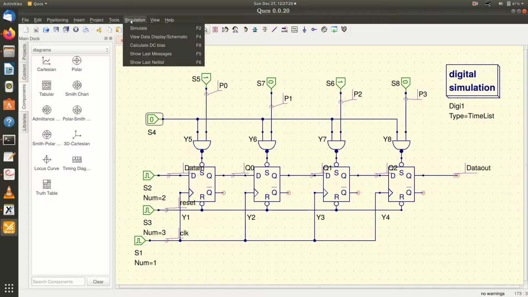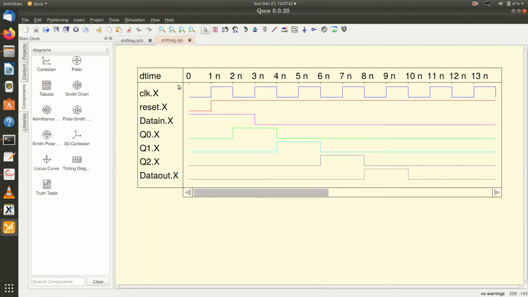Now I will run this simulation, and you can see that this is my data input. These are my clocks; every 1 nanosecond a clock comes. Then there is an active low reset here. This makes all data outputs Q0, Q1, Q2, Q3 cleared due to this reset. So initially all flip-flops are at 0000.